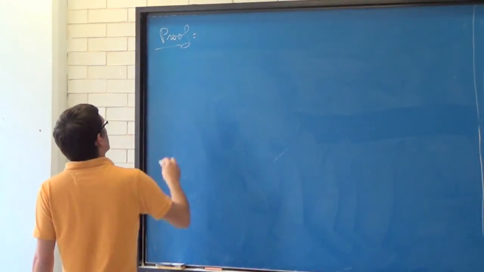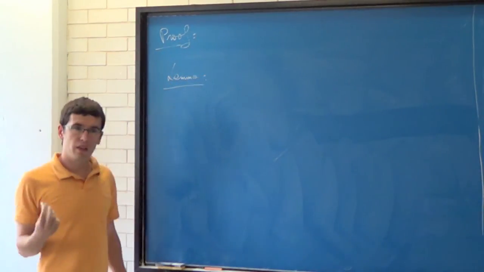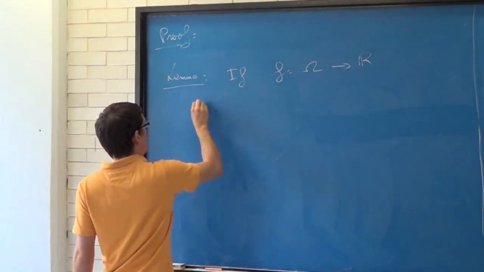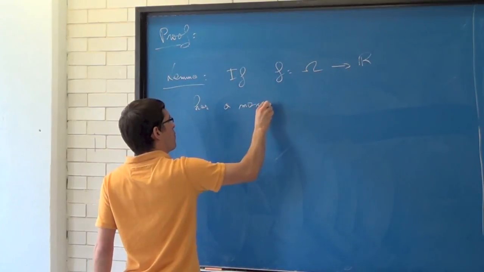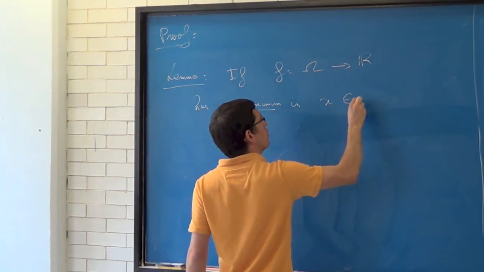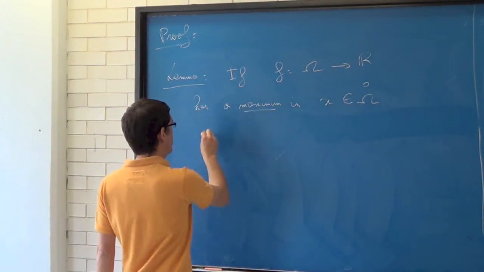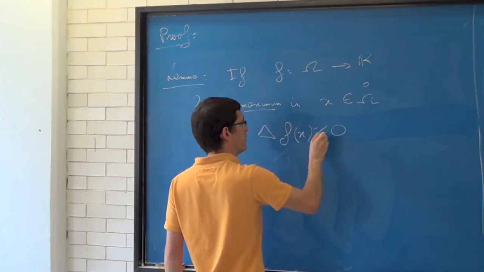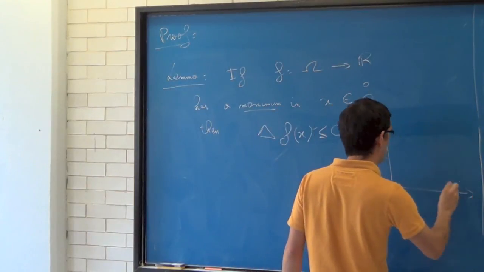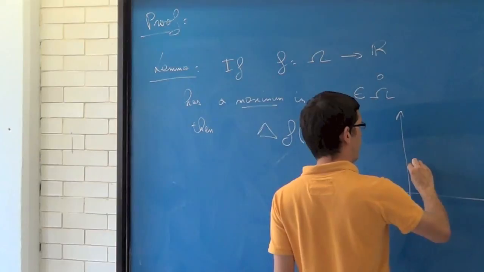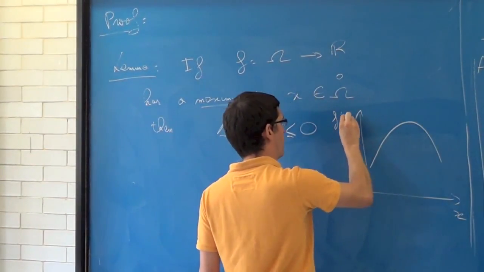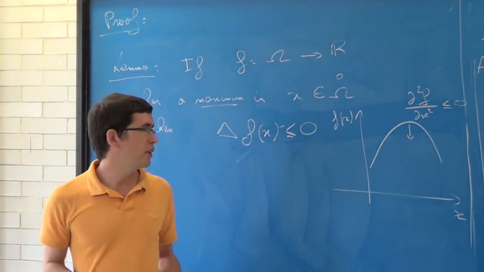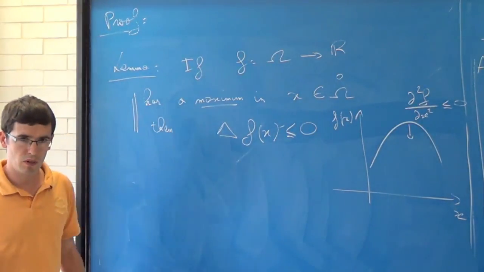So the first key remark is that if you have a function just on the space, which has a maximum at some point inside omega, then the Laplacian at x is negative. So this is quite clear. Remember that the Laplacian is the sum of second derivatives. So if you have a local maximum, the second derivative is negative. So you add all directions, it will be negative. Okay? That's not so difficult.